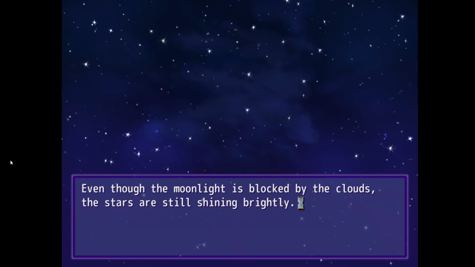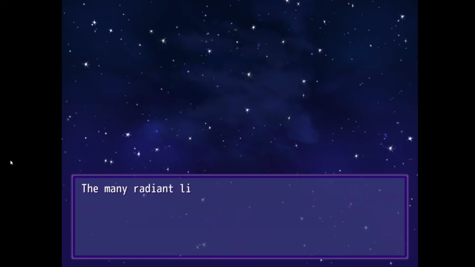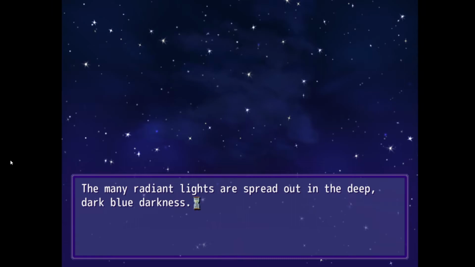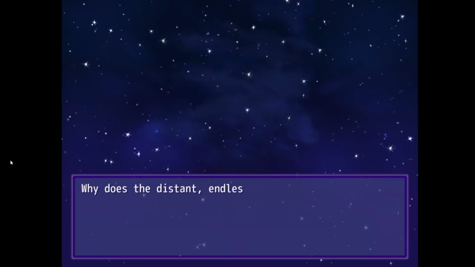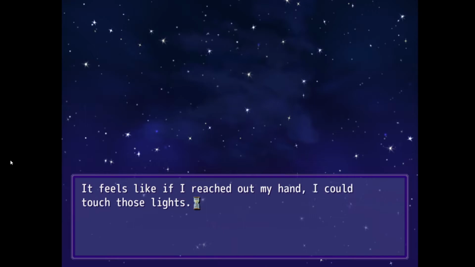Even though the moonlight is blocked by the clouds, the stars are still shining brightly. The many radiant lights are spread out in deep, dark blue darkness. Why does the distant, endless starry sky feel so extremely close right now? It feels like if I reached out my hand, I could touch those lights. You are so cliché. Stars are definitely shining, and in this very instant, those stars are shining.